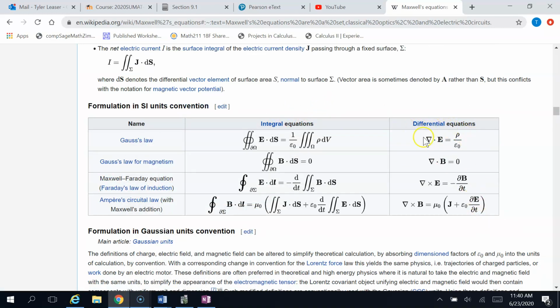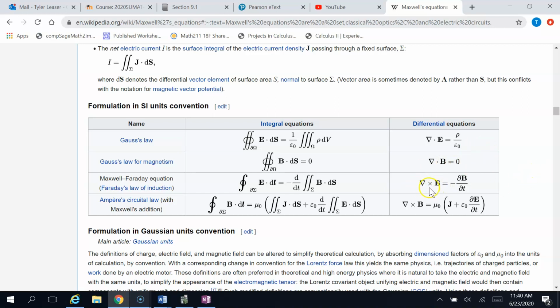Notice how much nicer they look written as differential equations. Now, I know these symbols probably mean nothing to you. They will once you move on to Calc 3. These symbols just represent three-dimensional things. It doesn't really matter what, but just know they're derivatives. So this is basically saying that the derivative of the electric field is just rho, which I think is the charge, over this constant. This constant has something to do with electricity. The derivative of the magnetic field is always 0.